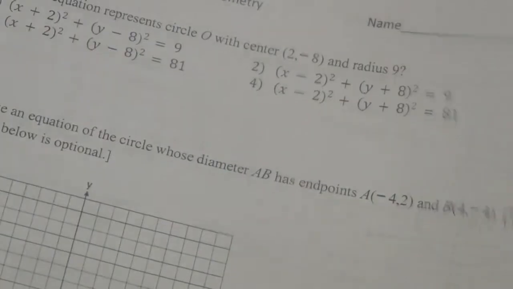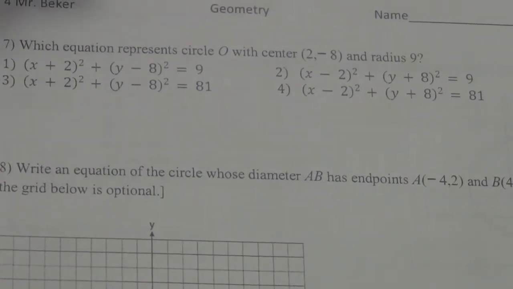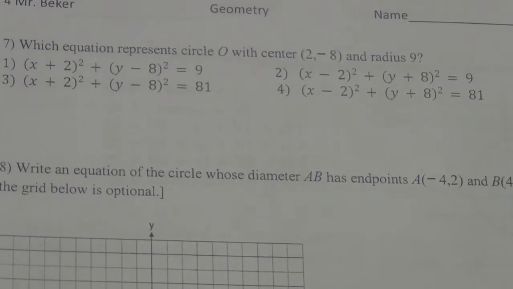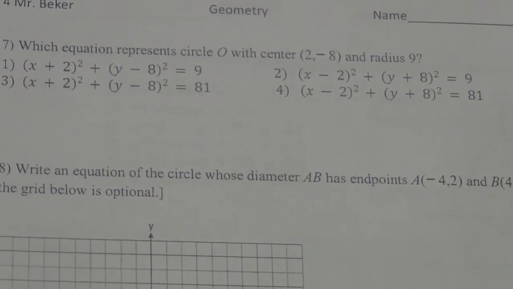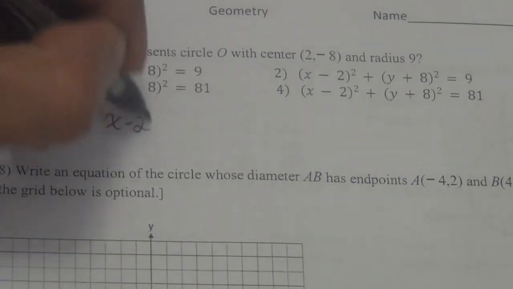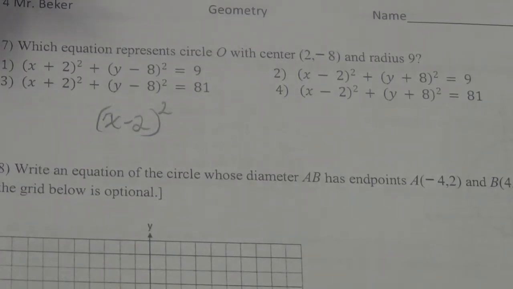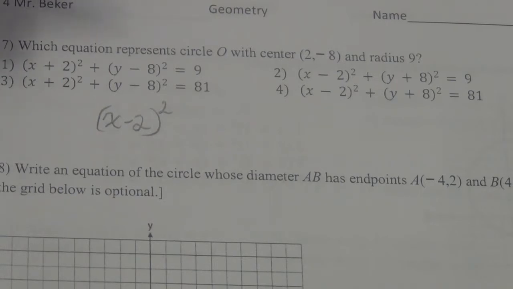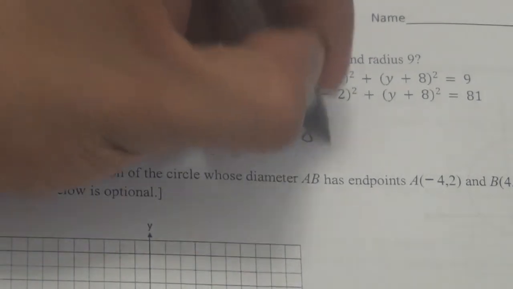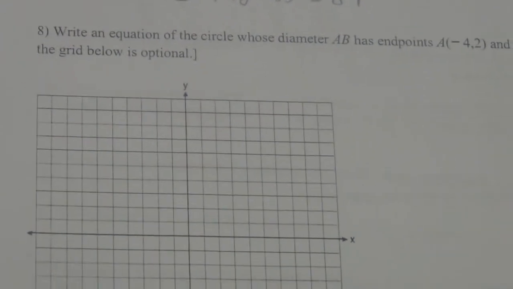Okay, so let's see now. Can you see it? Yes, you can. Which equation represents circle O with center 2 comma negative 8 and a radius of 9? All right, so come up with the right choice. Now, at this point, you should be able to do it. There you go. Okay, so let's go on to the next problem.